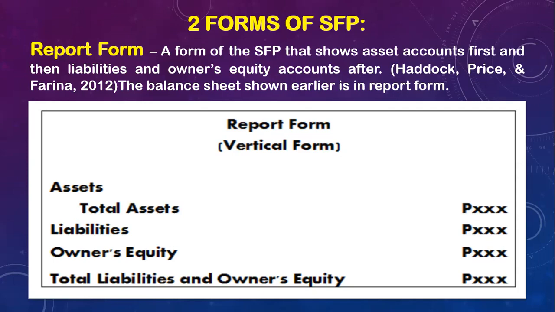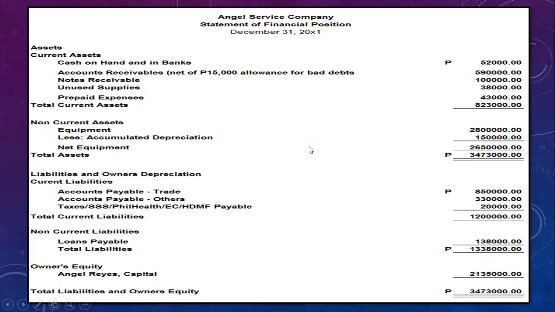So, ito yung example niya. Yan, assets. Under current assets, then non-current assets, doon tinotal natin yung assets. Mapapansin nyo, nakatotal yan. Then, nilagay na yung liabilities and owner's equity.